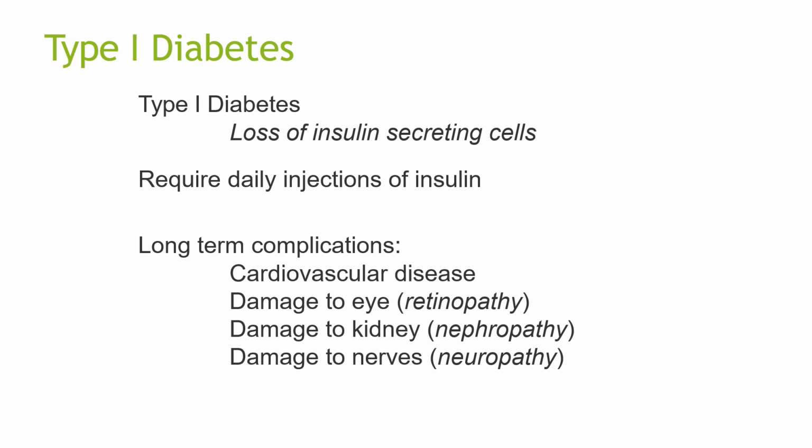Finally, I'll touch upon insulin, which is a hormone secreted as part of the endocrine system. Loss of insulin results in type 1 diabetes. This requires daily injections of insulin, and there are long-term complications such as cardiovascular disease, retinopathy, nephropathy, and neuropathy, which is damage to the eye, kidney, and nerves respectively.